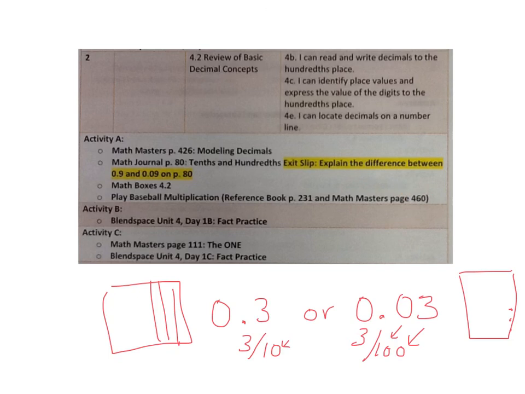Math Masters will be in my room. Notice the blend space today is again for activity B, you're doing day 1B. Activity C, you need to do a Math Masters page called the 1, and then do the blend space unit 4, day 1C again.